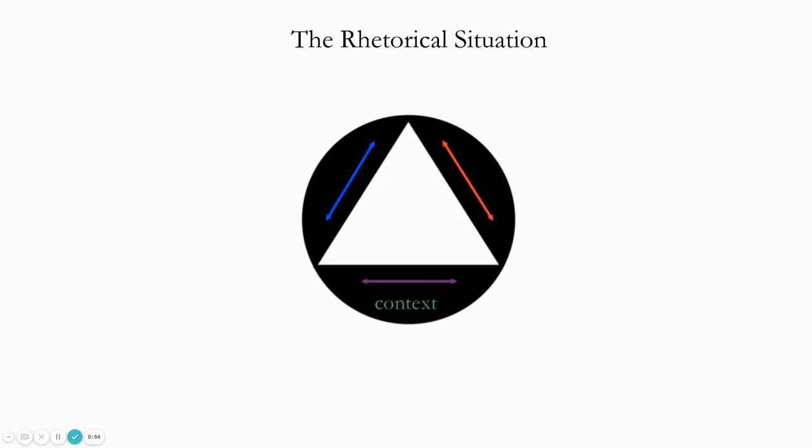What you see in front of you is the rhetorical triangle, which is my preferred way of analyzing the rhetorical situation. It was initially developed by Aristotle way back when, sometime in BCE, before Common Era. So it's been around for a long time.